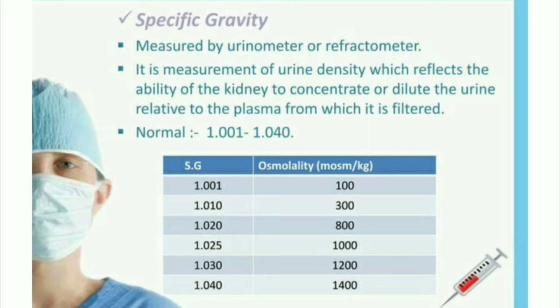Specific gravity is measured by urinometer or refractometer. It is a measure of urinary density which reflects the ability of the kidney to concentrate or dilute the urine relative to the plasma from which it is filtered. Normal is 1.001 to 1.050. Specific gravity, osmolality per kg.